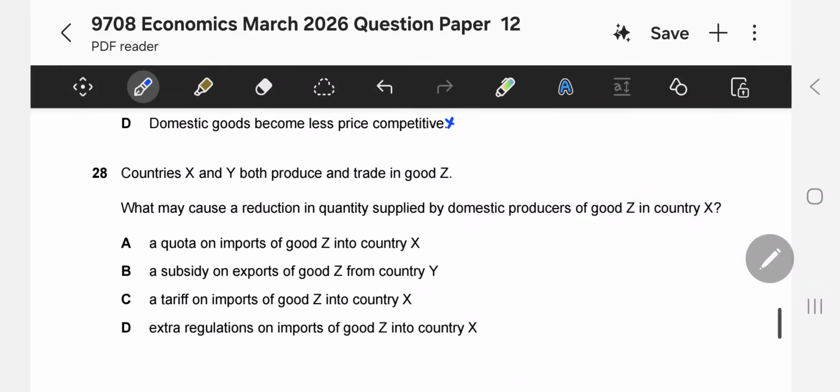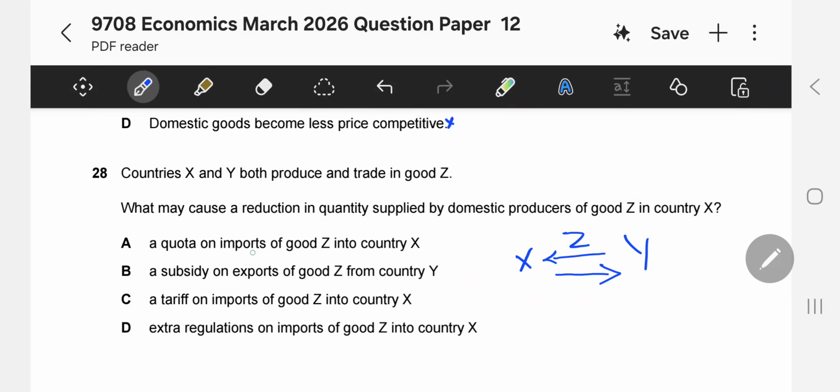Okay, let's try 28. This is 28 minutes now. And on question 28, which is very good: Country X and Y both produce and trade in goods Z. So let's put those countries here. Countries X and Y, and they are trading in goods Z. What may cause a reduction in the quantity supplied by domestic producers of goods Z in country X? A quota on imports of goods Z into country X.